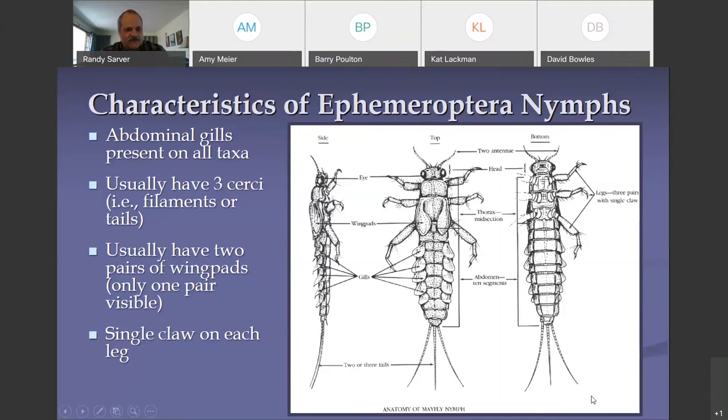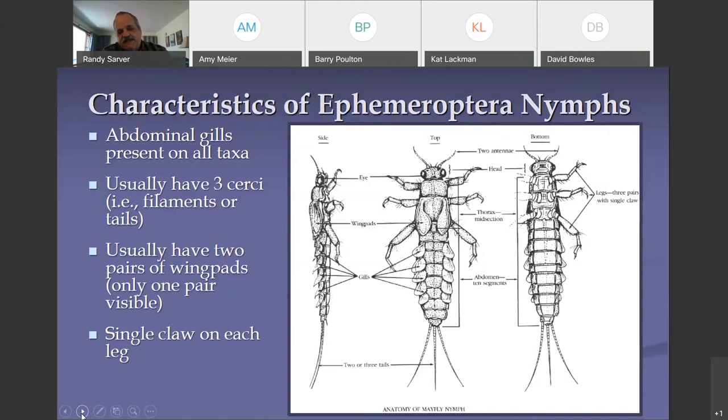We're also going to talk about the wing pads on the thoracic segments. In mayflies, you only see one pair of wing pads, but there are actually two pairs. The one pair is located underneath the other set. So we need to talk a little bit about family level identifications, the thoracic segments and the wing pads.